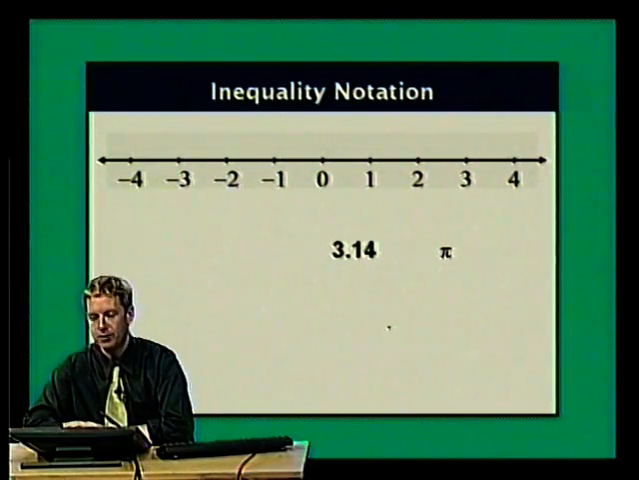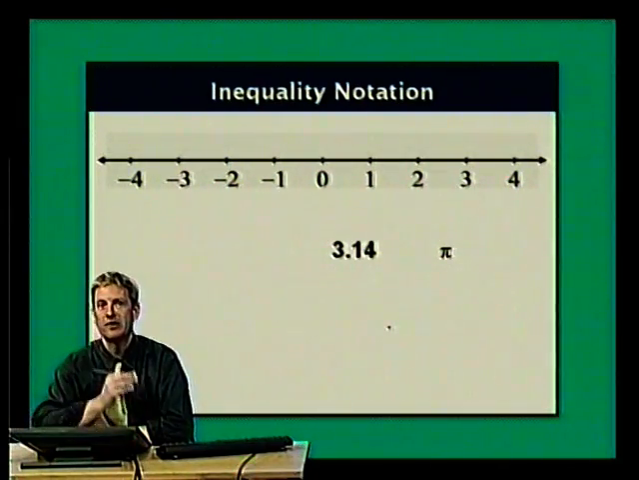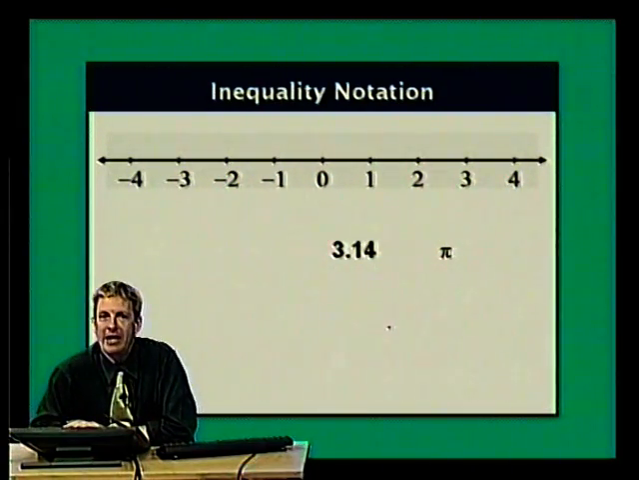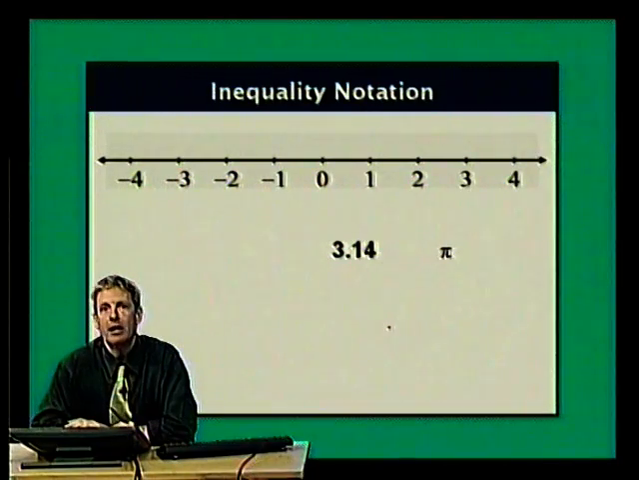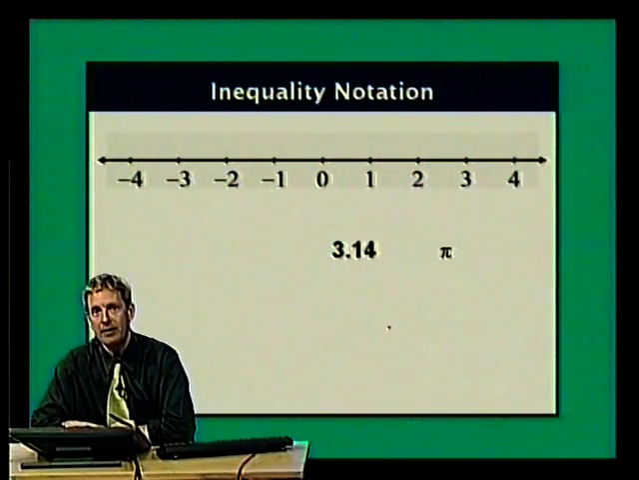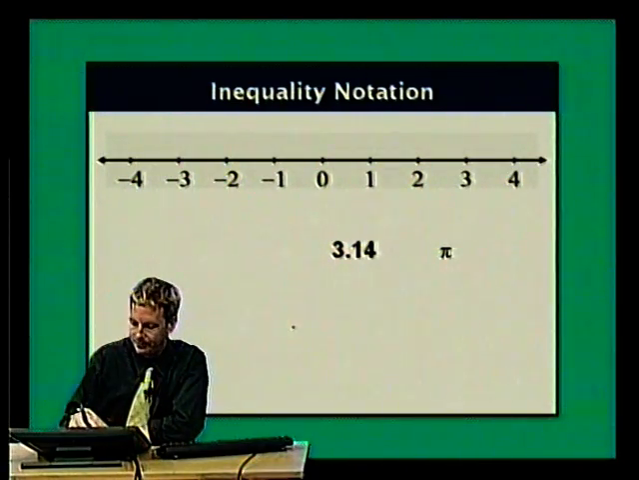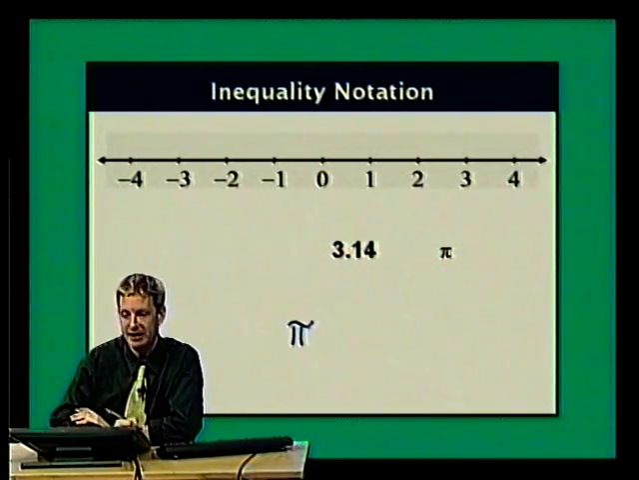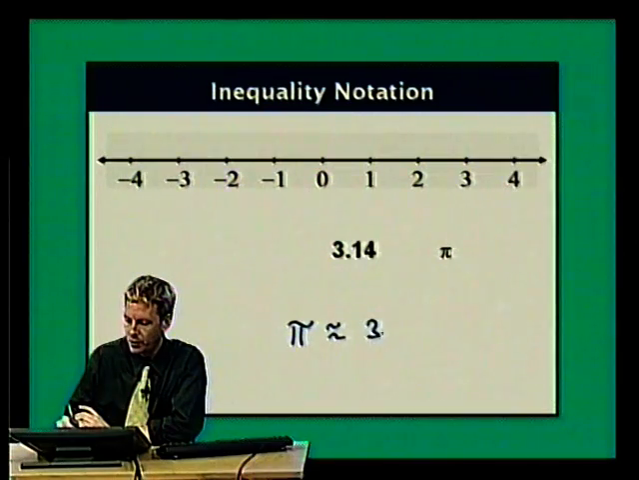Oh boy, 3.14 and pi. A lot of us grow up with an association that these two numbers are equal, but they're not. If we get out our calculator and look at what it says for the value of pi, the first few digits it gives us are 3.1416.